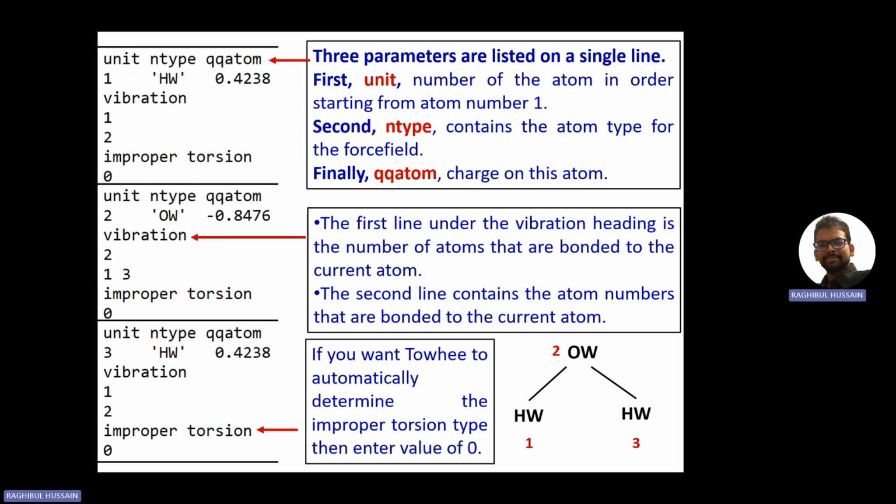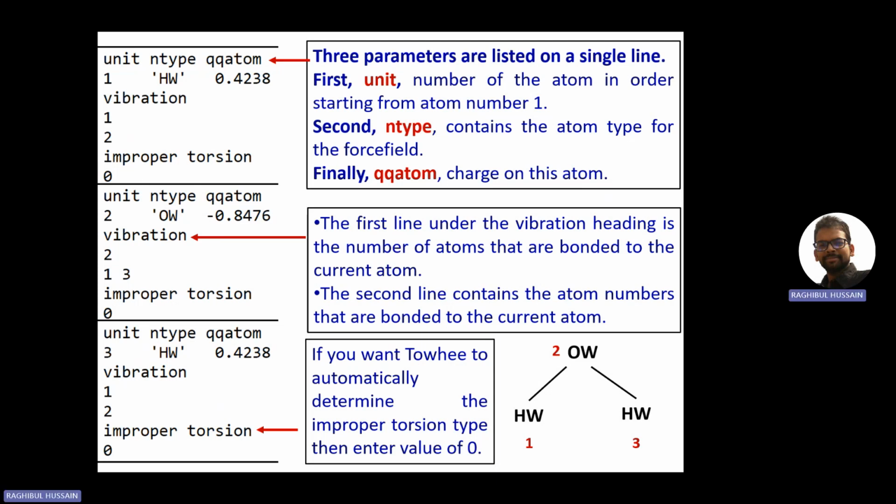So for your molecule, you have to identify what are the different types of atoms present. In this case, we have only 2 types, but a total of 3 atoms. So the first is unit and type. QQ atom is the charge. QQ atom variable means charge. So the first line will be unit and type QQ atom.